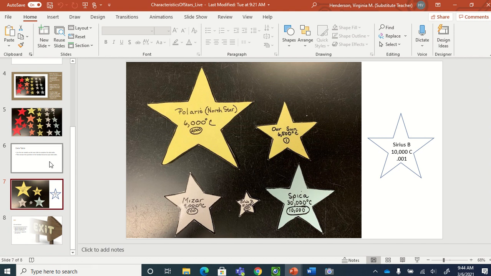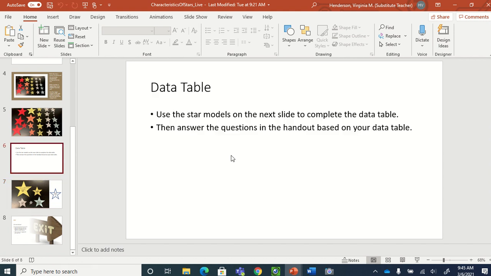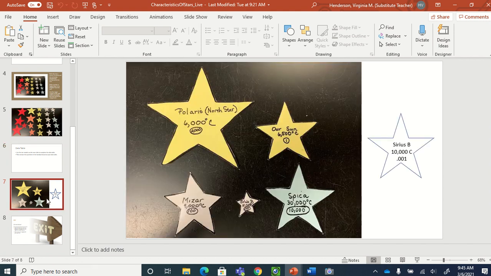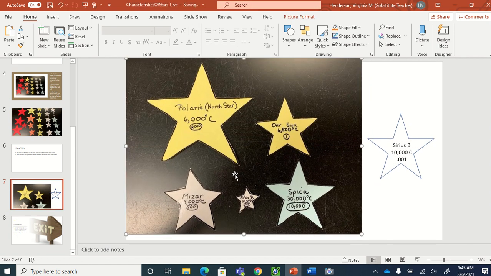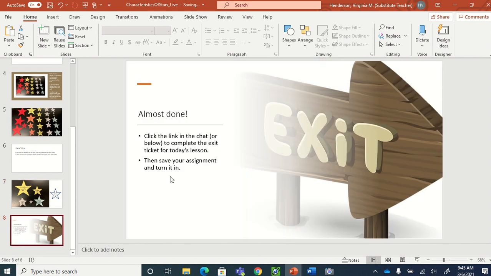So it says go to the next slide. I don't know what this slide is for. The data table: use the star model on the next slide to complete. Okay, so this is the star, you guys. Go back up there. This is the star you couldn't see, but she has it written right here, and for some reason y'all weren't able to read that. Click on the link in the chat below. I don't see a link in the chat below.